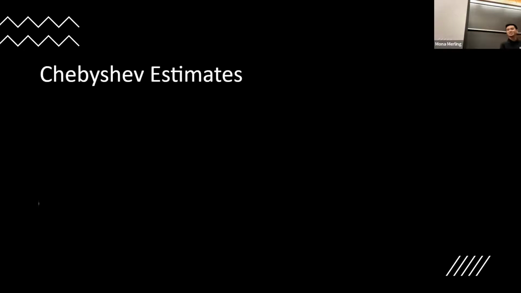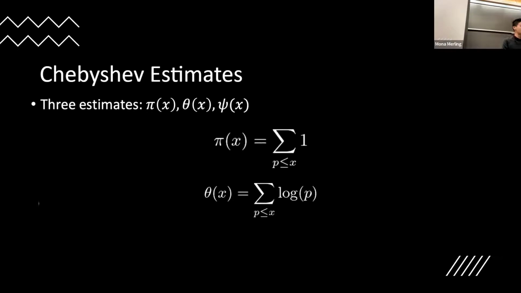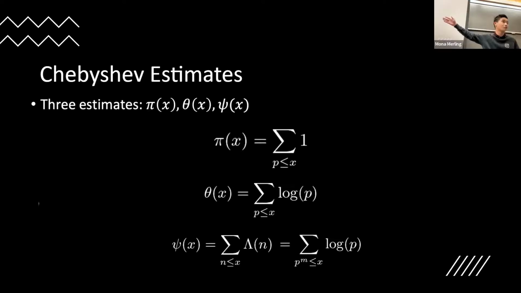Later on in the 19th century, Chebyshev created three functions to help us understand the distribution of the primes. The first one is our standard pi of x counting function, which just counts how many primes are less than or equal to x. The second one is theta of x, which sums all of the log p for all primes p less than or equal to x. And the third one is psi of x, which is equal to the sum of the Von Mangoldt function for all numbers less than or equal to x. The Von Mangoldt function is equal to log p for all prime powers less than or equal to x. In essence, it's theta of x, except it also works for prime powers.